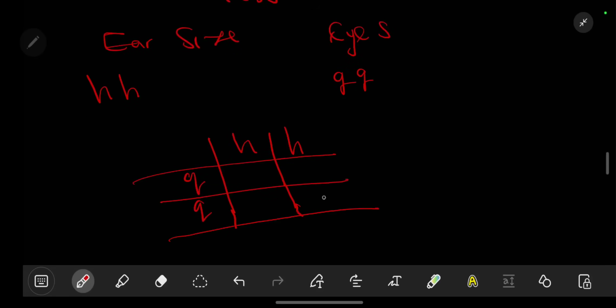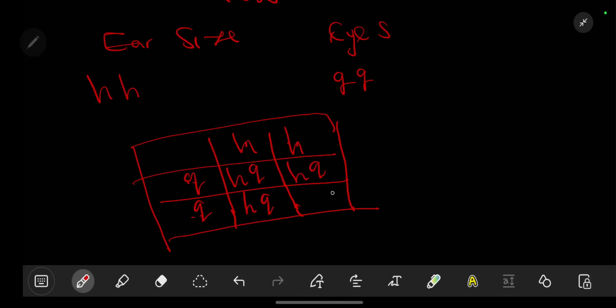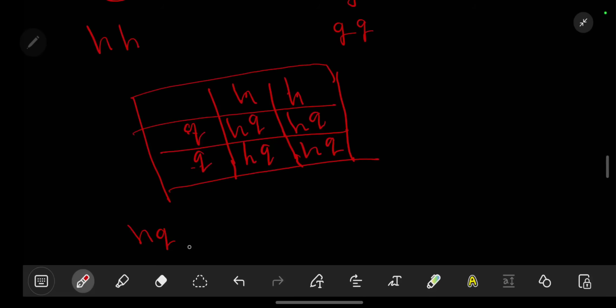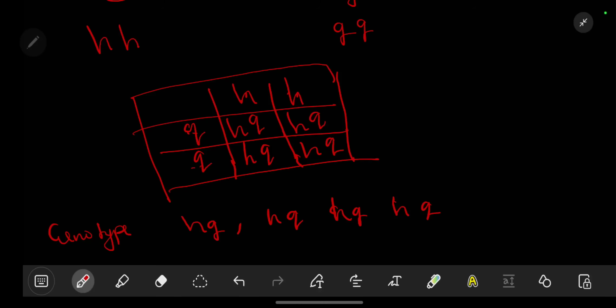So we are going to get something like this: our HQ, our HQ, our HQ, our HQ. The outcome here is our HQ. So this is the genotype. The genotype is equal to HQ, HQ, HQ, HQ. From there, come up with a 16 Punnett square.